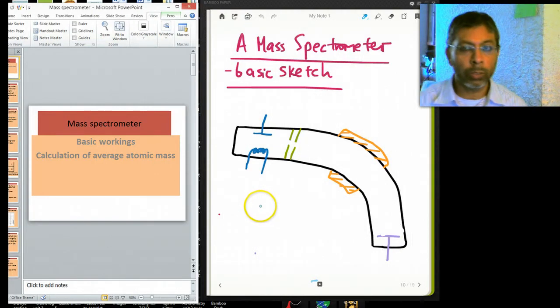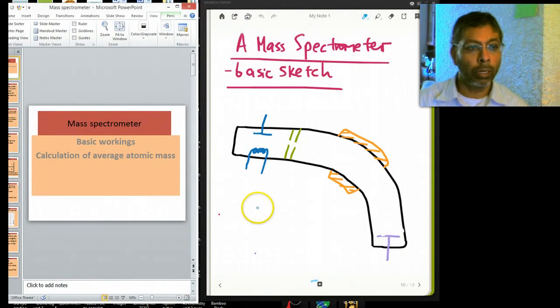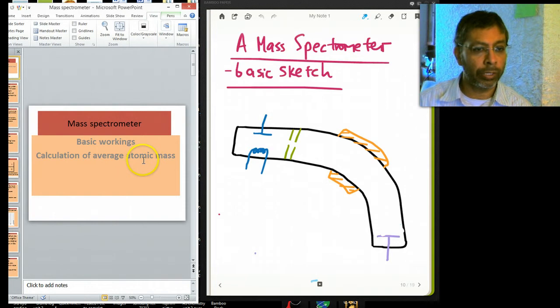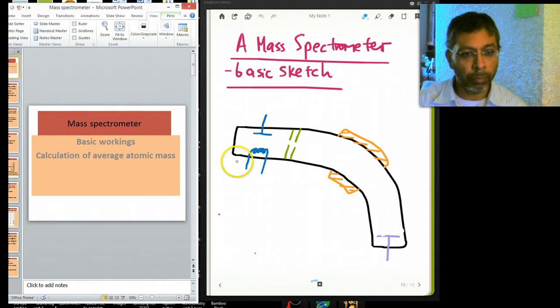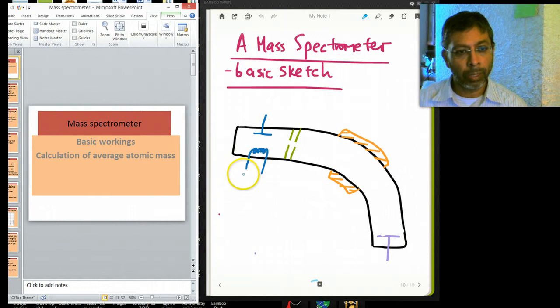Okay, what we're going to do now is look at the mass spectrometer. We look at the basic workings of it, the four main parts, and we'll try a couple of example calculations from the data that the mass spectrometer provides. Right, so I've just drawn a very simplified sketch of a mass spectrometer here with the four main parts, and we'll try to label them and describe what happens at each stage.